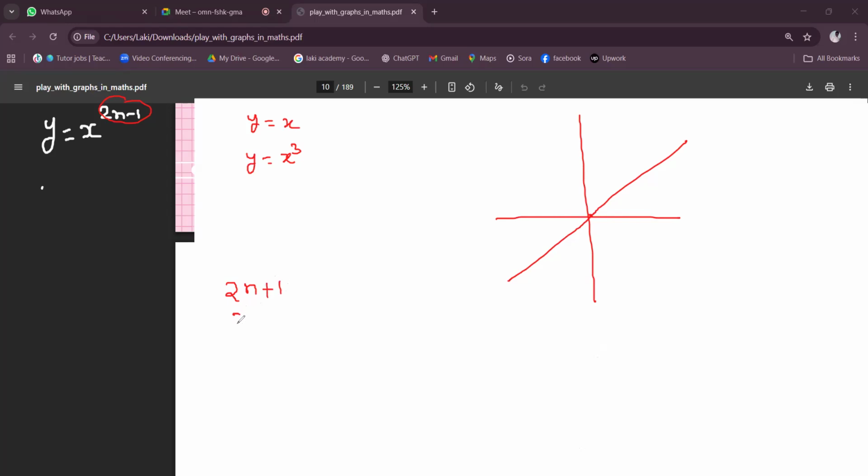Either you can write 2n plus 1 or 2n minus 1. So for an odd number, you are writing 2n minus 1. 2n means any number multiplied by 2 becomes even, right? In an even number, either you can add or minus 1, you will get an odd number.